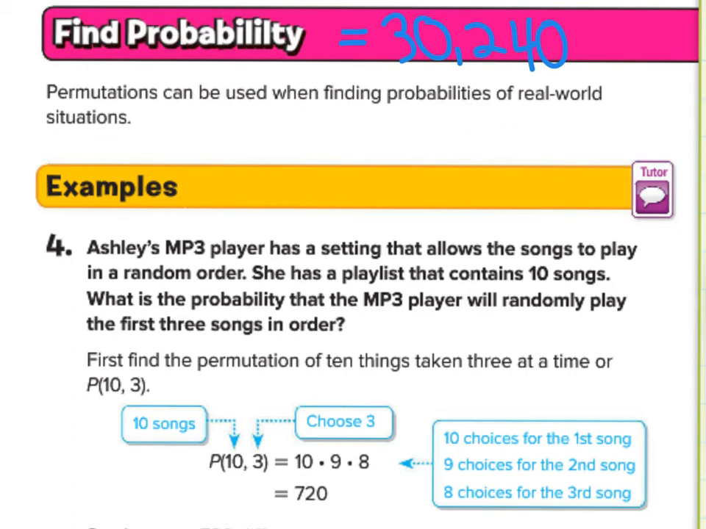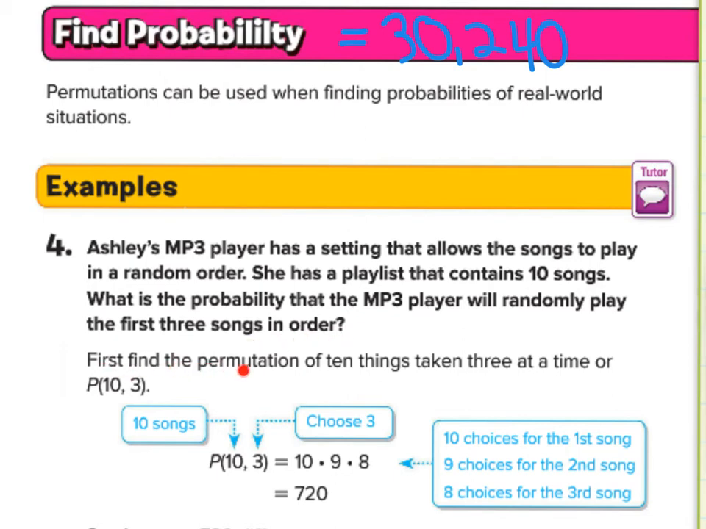So what do we mean by that? Let's take a look at this situation here. Ashley's MP3 player has a setting that allows the songs to play in a random order. She has a playlist that contains 10 songs. So these 10 songs can play in a random order, right? What is the probability that the MP3 player will randomly play the first 3 songs in order? The first 3 songs that she added, it's actually going to play them in order and not at random.